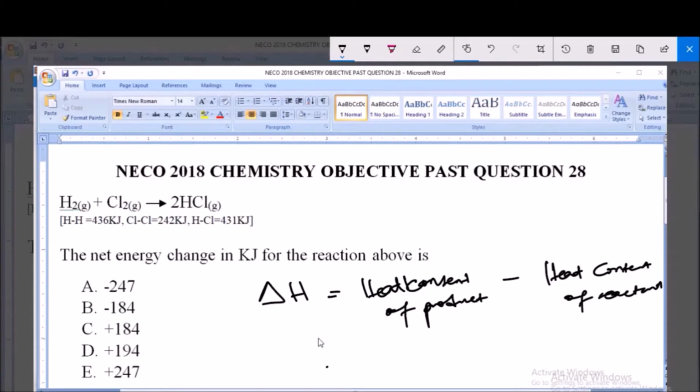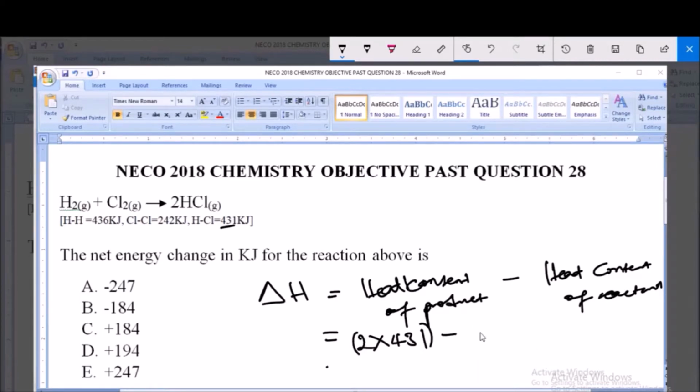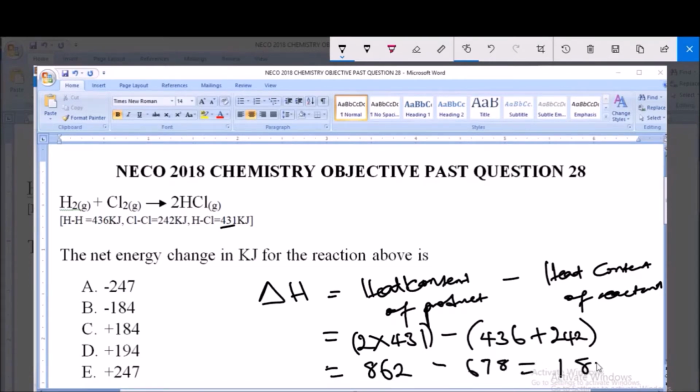And now the heat content of the product here is given to us as 431 kilojoules, but because 2 moles of this product is produced, the heat content will be 2 multiplied by 431, because it's 2 moles of HCl. Then subtracting the heat content of the reactants, which are 436 for the hydrogen and 242 for the chlorine. So we have 862 minus 678, and this is equal to 184 kilojoules.